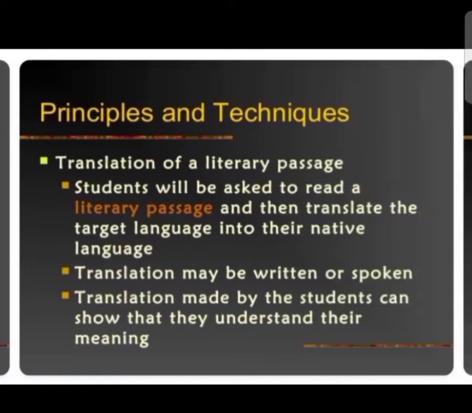Principles and techniques. Translation of a literary passage. A student will be asked to read a literary passage and then translate it from the target language into their native language. Translation may be written or spoken. Translations made by the students can show that they understand the meaning.